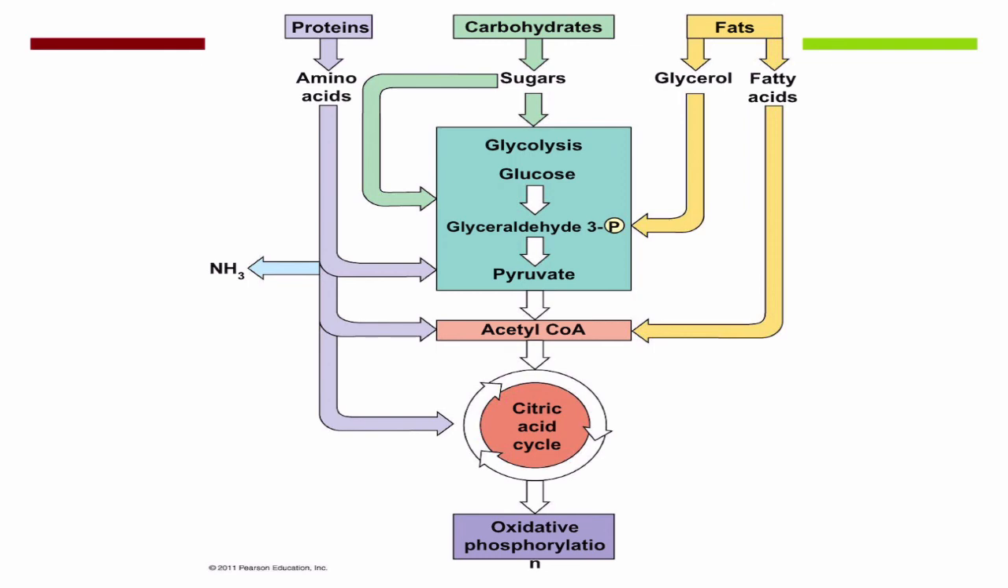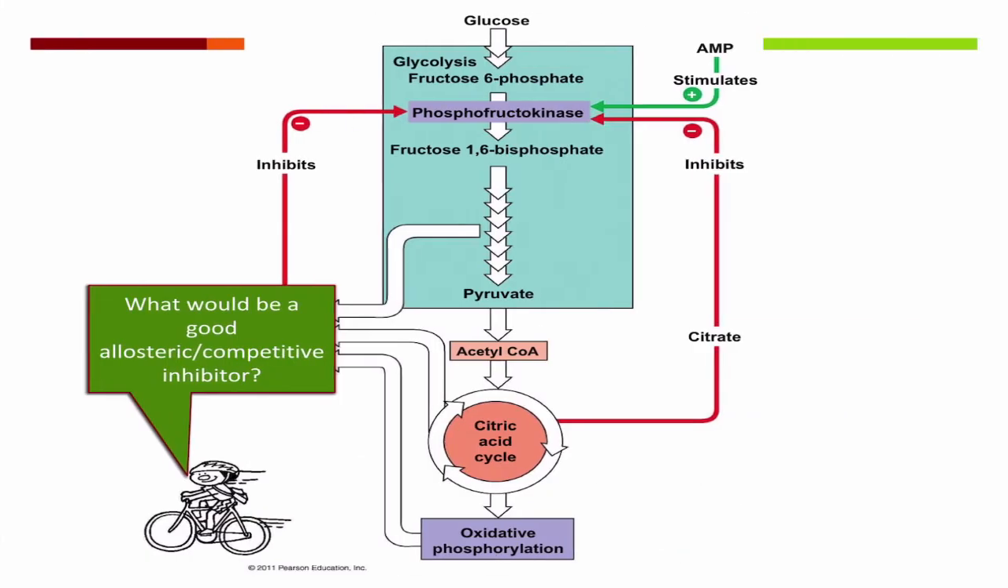All right, last couple slides here. In this case, I'm asking what would be a good allosteric or competitive inhibitor. Remember, in biochemistry, an allosteric inhibitor is the regulation of an enzyme by binding an effector molecule at a site other than the enzyme's active site to kind of shut things down, basically. So in this case, what is going to be the inhibitor to this? It's going to be ATP.